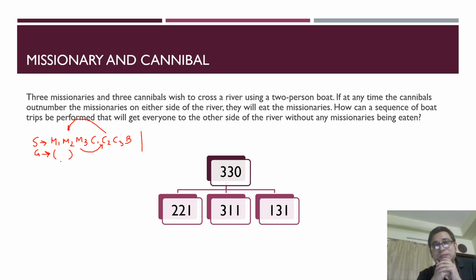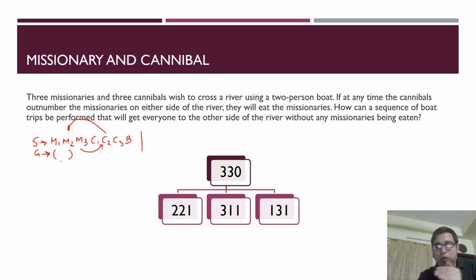330 মানে তিনটে ম্যান, তিনটে ক্যানিবেল, তিনজন মিশনারি, তিনজন ক্যানিবেল, 0 মানে boat is on the left side. In the next step it is 2 to 1. So 2 to 1 means that you have taken one missionary and one cannibal to the right side. So in the left side you have two missionaries and two cannibals, right? And in the right side you have the boat, so 2 to 1.